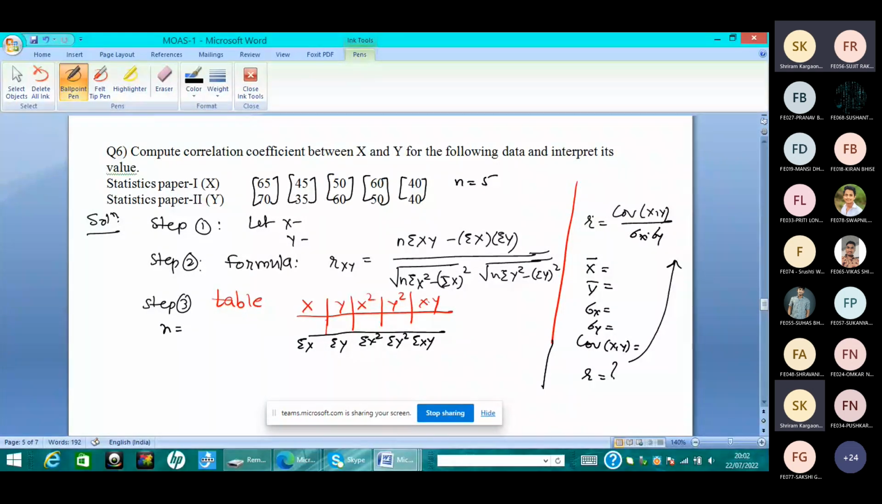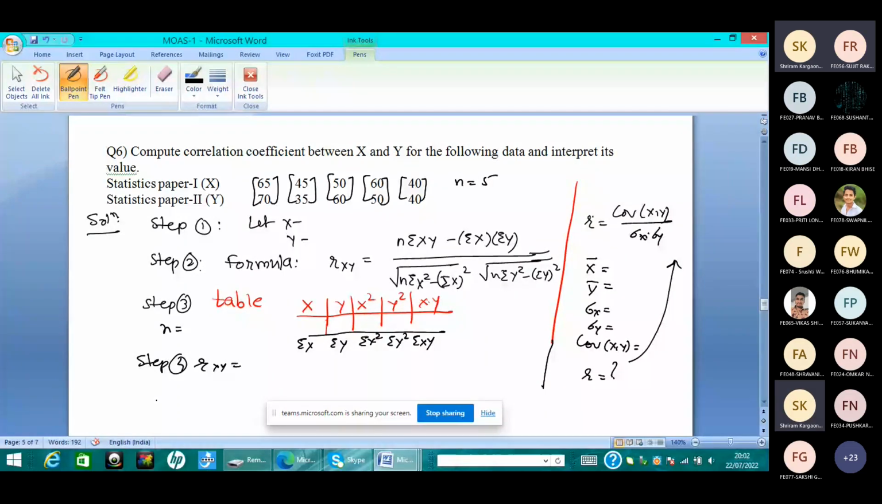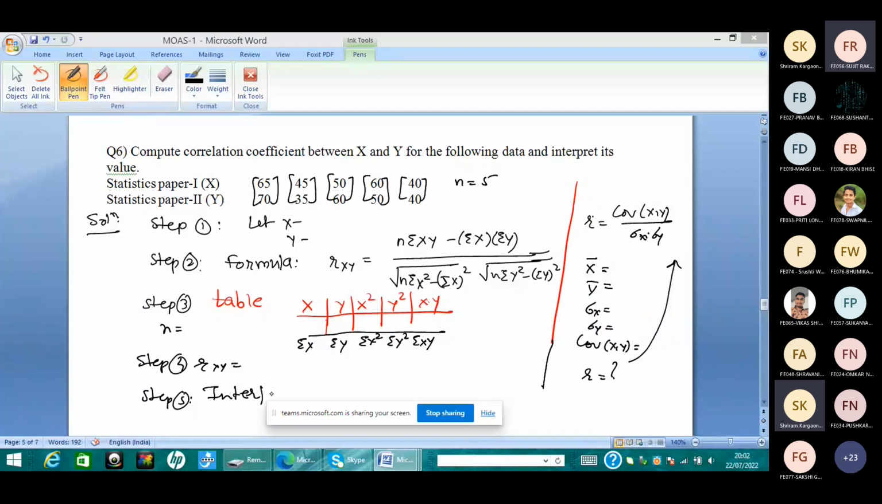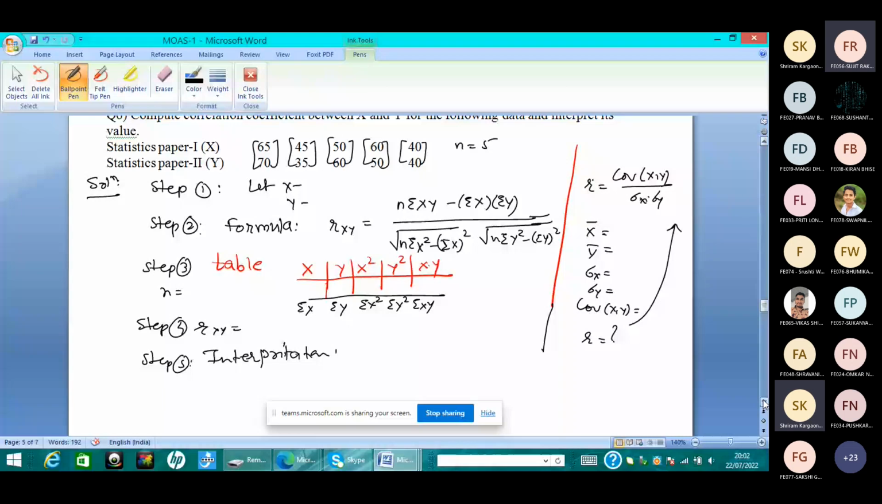Once you get all the totals, put the values in the formula, and the final step should be interpretation. Don't forget interpretation. If you don't interpret the values, either positive or negative, marks will be cut. When you get the value of correlation, you must be able to interpret it. So you must write a statement that there is a positive correlation, or a negative correlation, or no correlation. So remember these 5 steps.